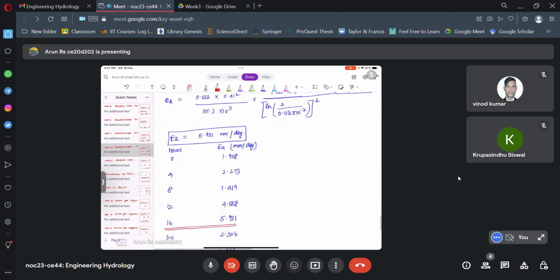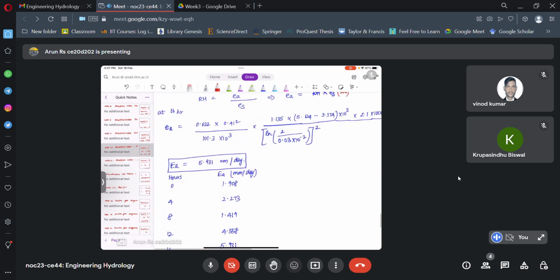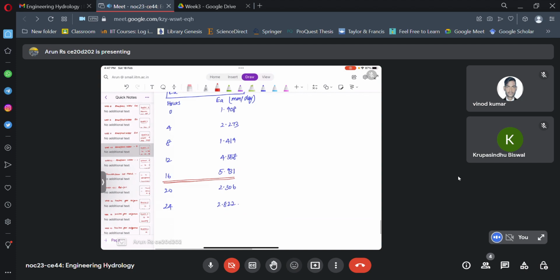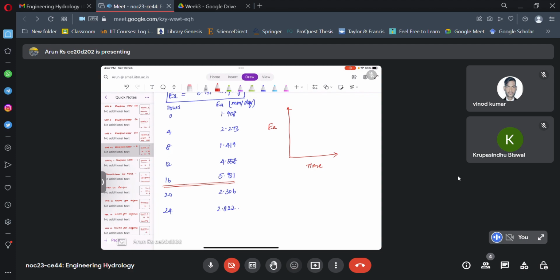Okay. So this is how you estimate the evaporation rate by using the aerodynamic method. So again you can plot this also, here you can have time, and here you can have your EA, and you can compare this with the previous graph also. You can see the difference between the energy balance method as well as your aerodynamic method. So what is the difference in the evaporation values?